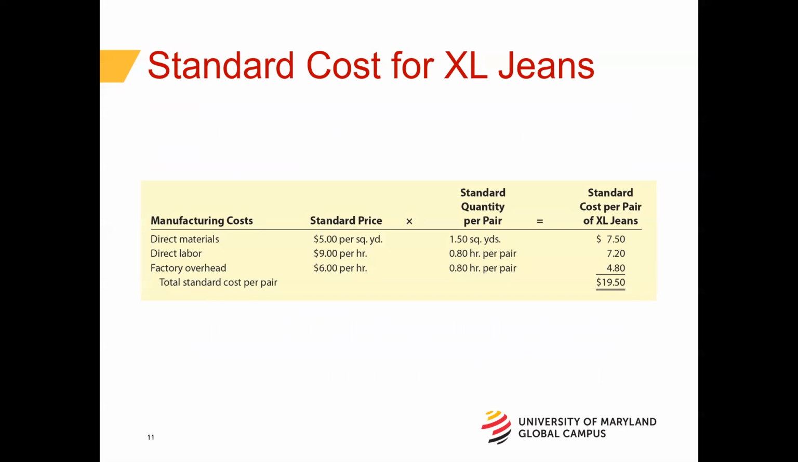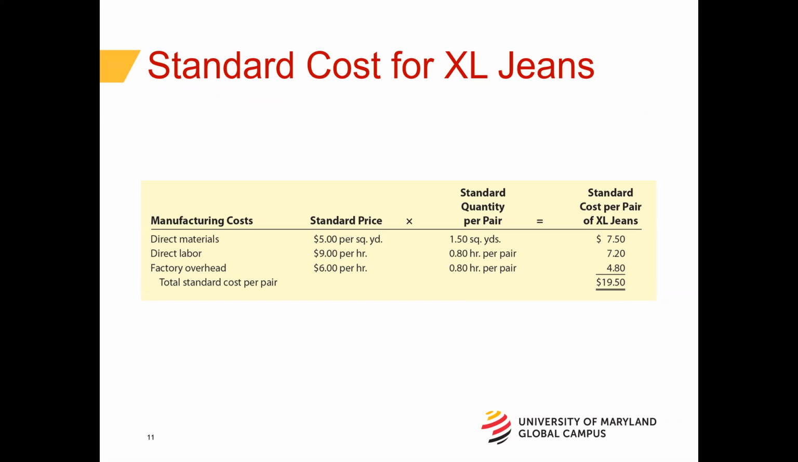Okay, so in our example, we have standard cost for an extra large pair of blue jeans. For direct materials, the standard price is $5 per square yard. The standard quantity per pair of extra large blue jeans is 1.5 square yards. To find the standard cost for direct materials, we take the $5 per square yard times 1.5, which is the standard quantity, equals $7.50 of direct materials.